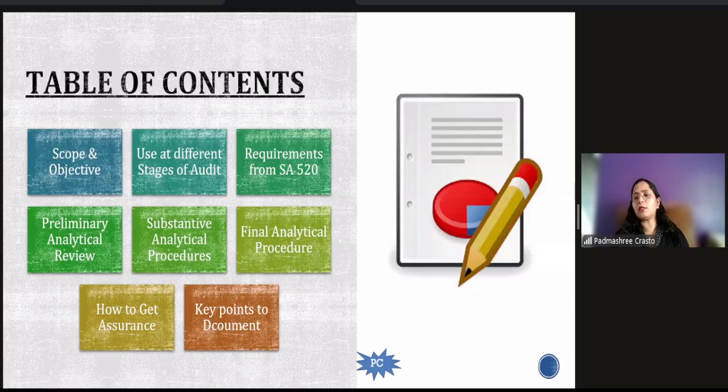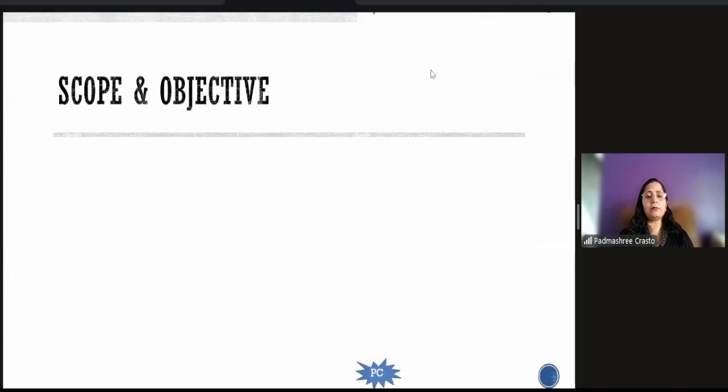So how to get assurance, how to ensure these things are falling into place. And obviously everything that we do has to be documented. No work done without documentation. We always go by that funda. And how do we document everything in terms of the reviewability, the reliability, also the presentability. So a few points on how to document this stuff.